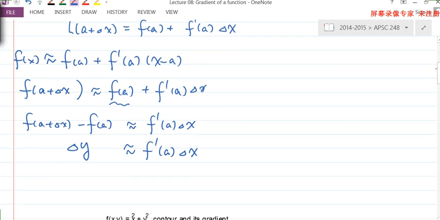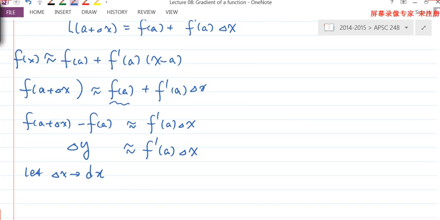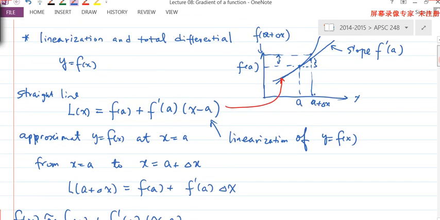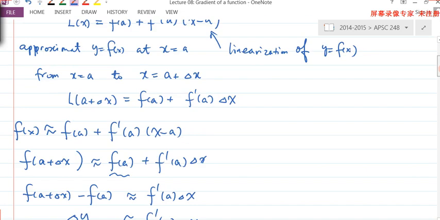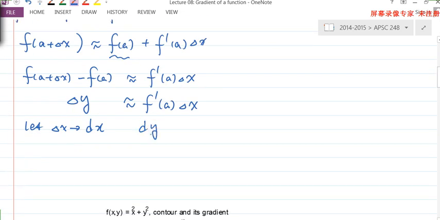So now if I let delta x go to a very small quantity, go to dx, then for this particular equation added here, what does that mean? That means this distance here, this delta x distance, is being shrunk to a very, very small dx. So when it's shrunk to a very small dx, then this delta y becomes dy now. That's basically the precise dy, equal to f prime of a times dx.